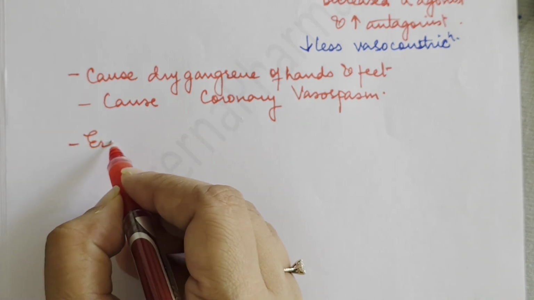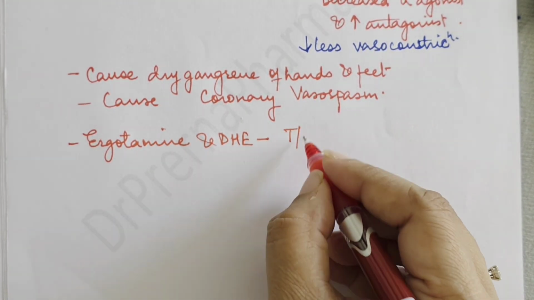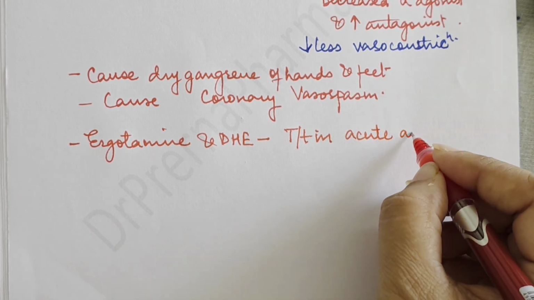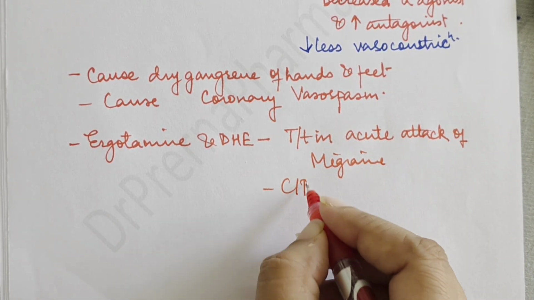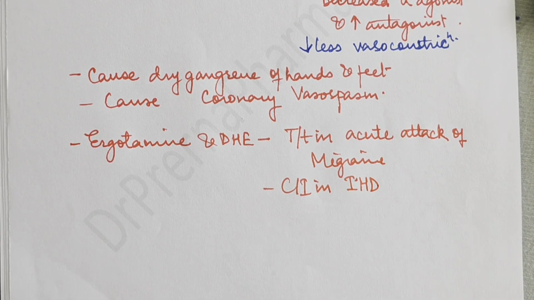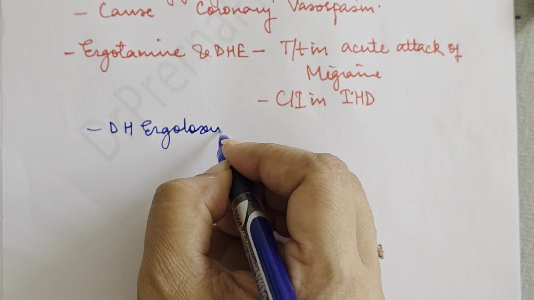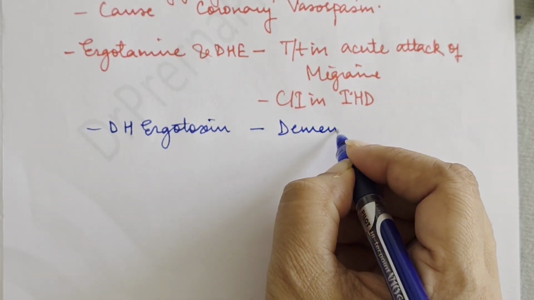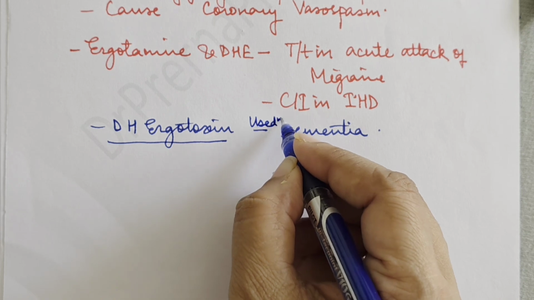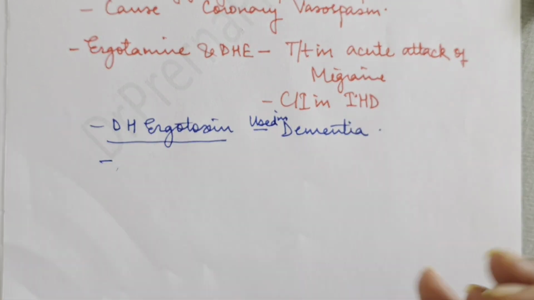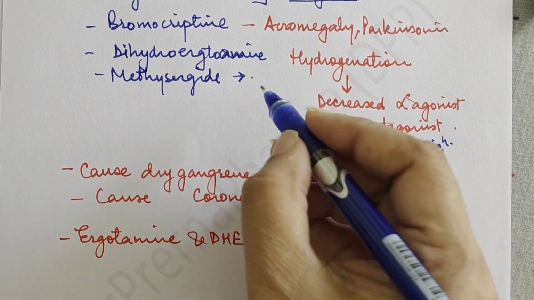These drugs, ergotamine and dihydroergotamine, they are used in acute attack of migraine. Okay, but they are contraindicated if the patient has ischemic heart disease. Then dihydroergotoxin is used in dementia, right? Bromocriptine, as we have seen, is used in acromegaly and Parkinsonism, and methisergide also was used in prophylaxis of migraine.